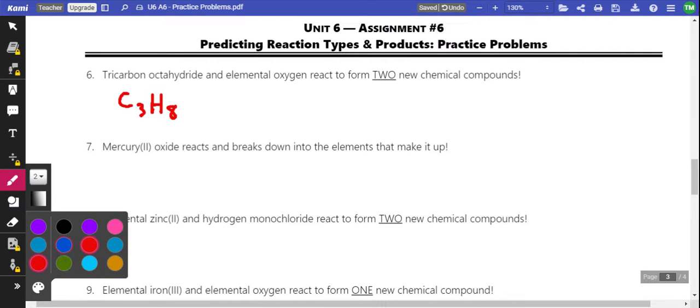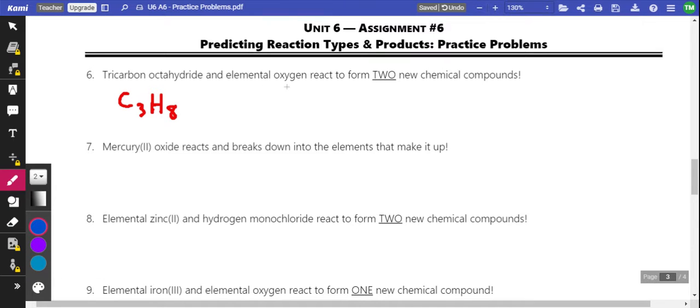Let's see, what about my elemental oxygen? Well, elemental just means the element on its own, so just O. But be careful, oxygen is one of the 7 naturally forming diatomic elements. So it's not going to be happy just on its own. It's going to pair up with itself to make O2.